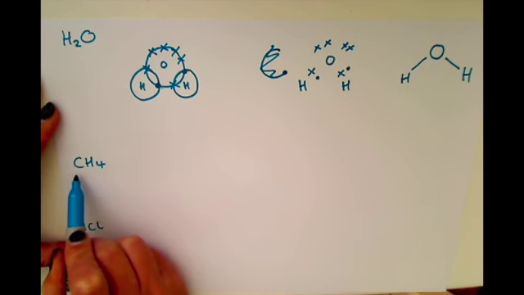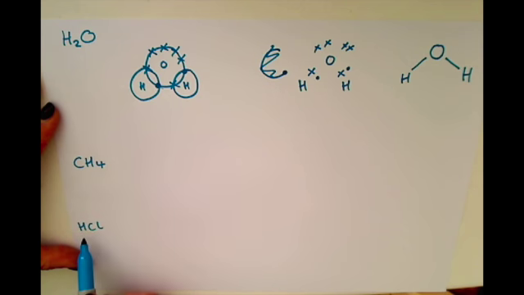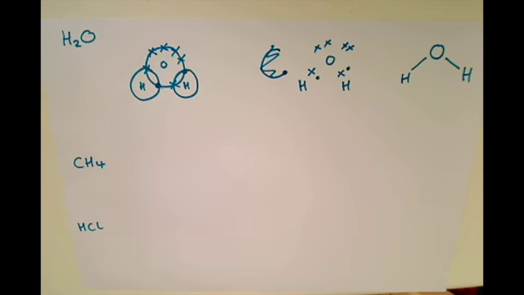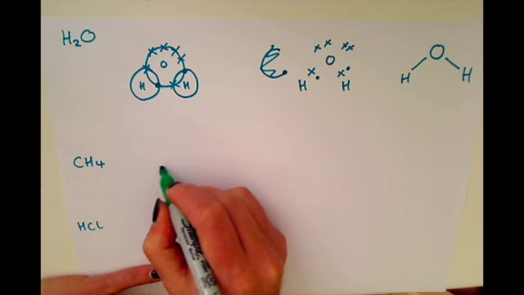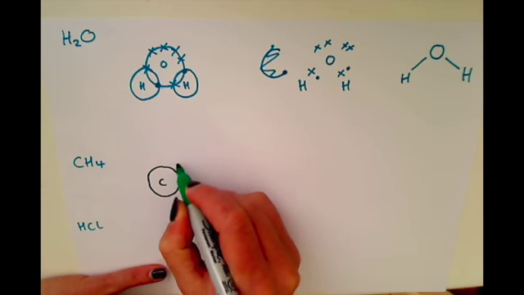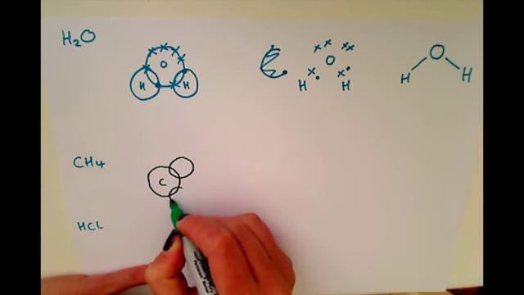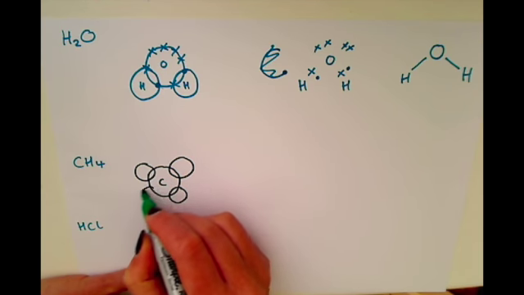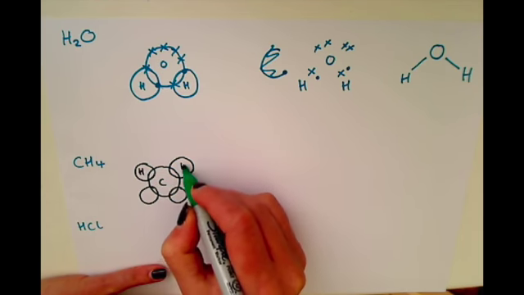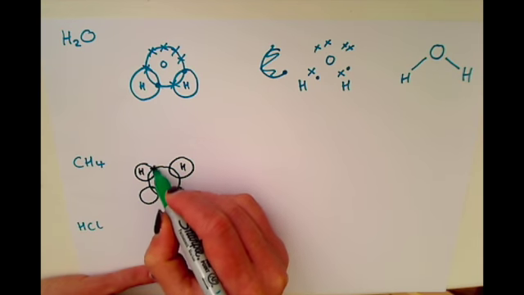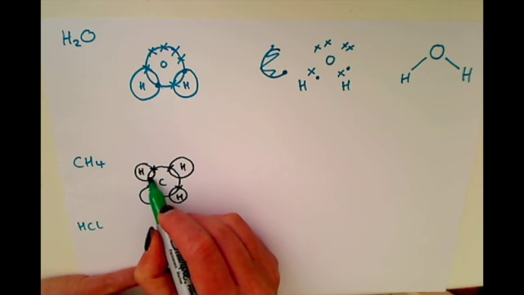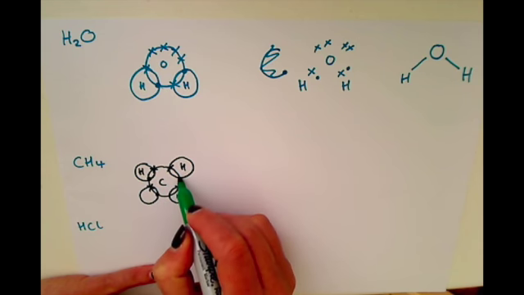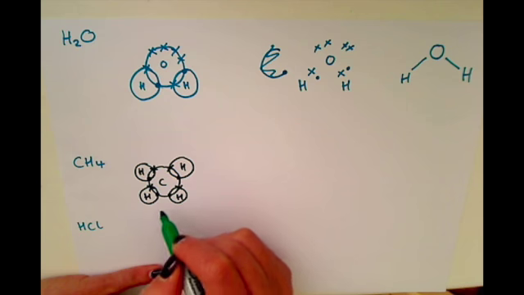Now have a go at doing the same with methane and hydrogen chloride. Pause the video now. So methane, you've got one carbon molecule with 4 hydrogens. Carbon is in group 4, it has 4 electrons in its outer shell, and that will make one pair with each of the hydrogens to make CH4.